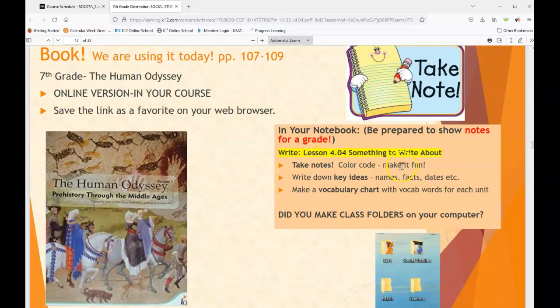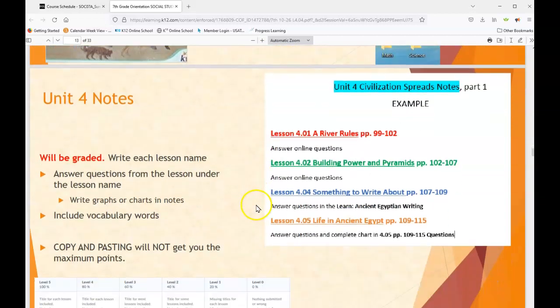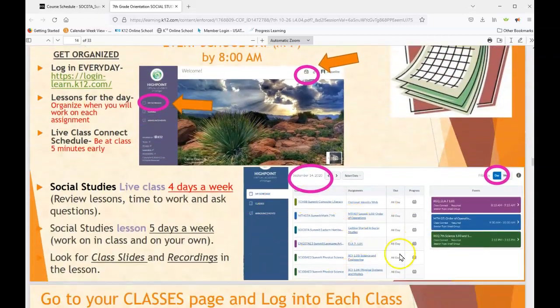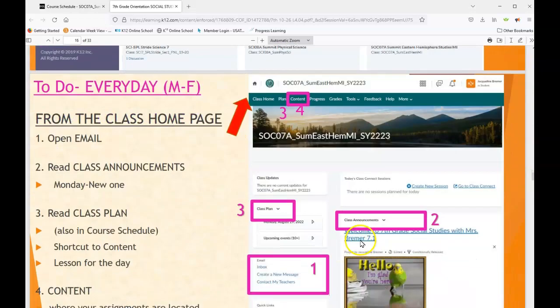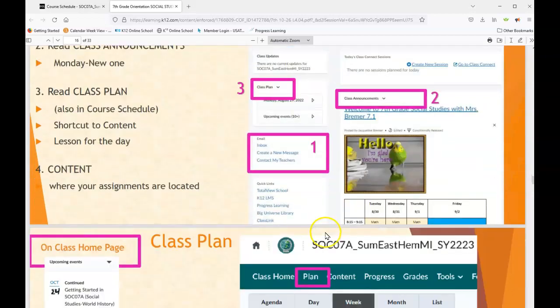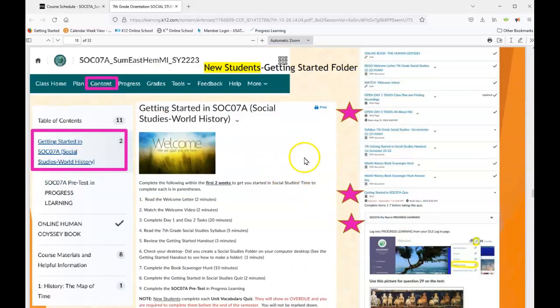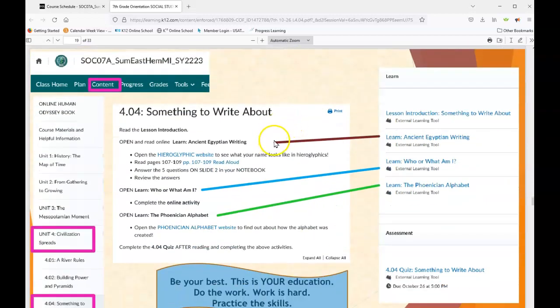Okay, get your notebooks out, write today's lesson down. I'm going to take a look at pages 107 to 109. Okay, write down 4.04, something to write about. Check your assignments. You should already be in Social 7A, okay, because you've got this opened. The lesson for the day, as I showed you, something to write about. New students, this is also in your schedule. Don't forget to keep going through these activities, okay? All right, something to write about.